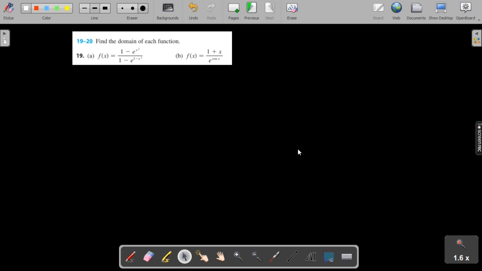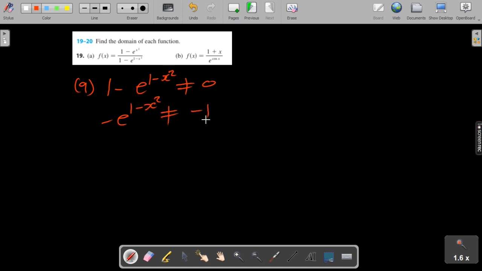So we are asked to find the domain of each of these functions. Let's start with a. By the looks of it, a can use any x value, but we also have to ensure that we don't have division by zero. So we don't want the bottom part to be zero, so that's the only restriction we're going to have here. So you're going to have negative e, all of that should not equal negative 1.